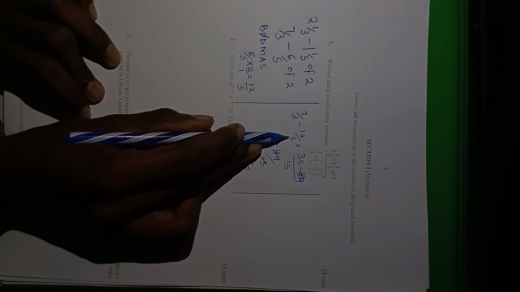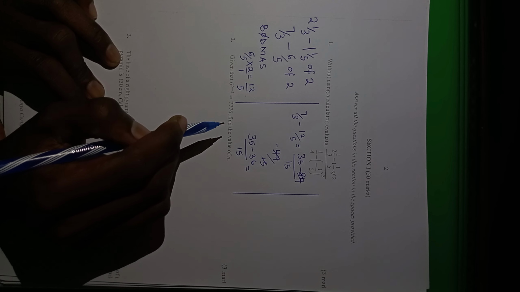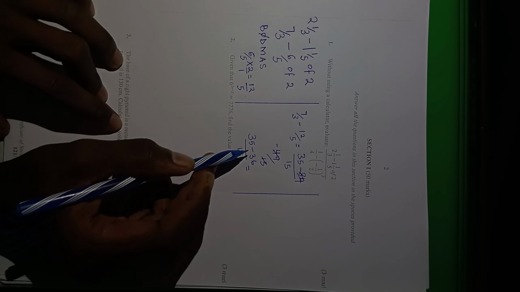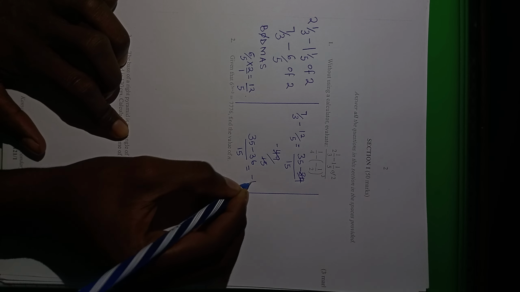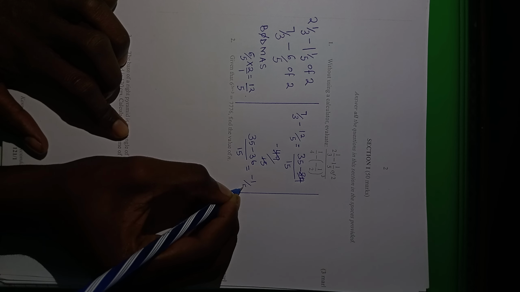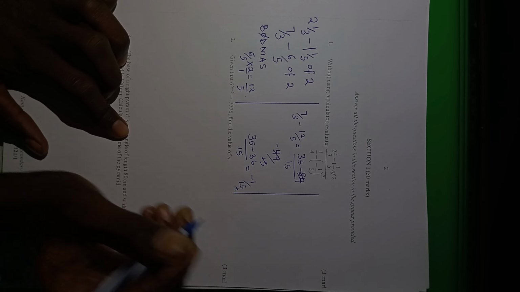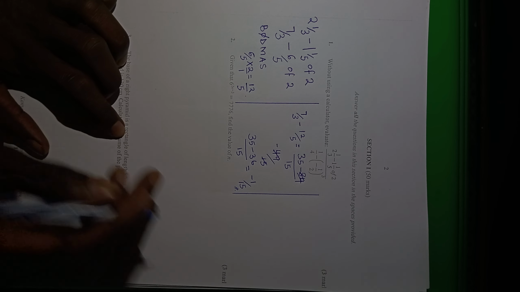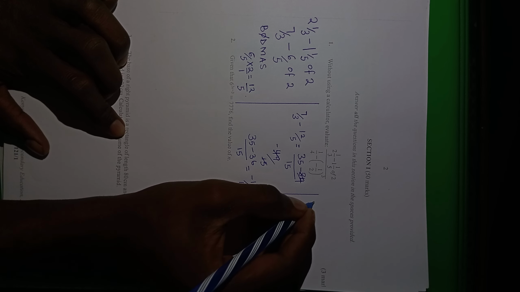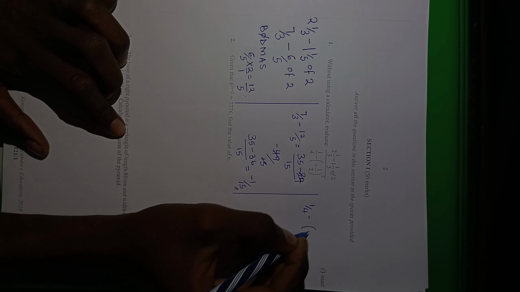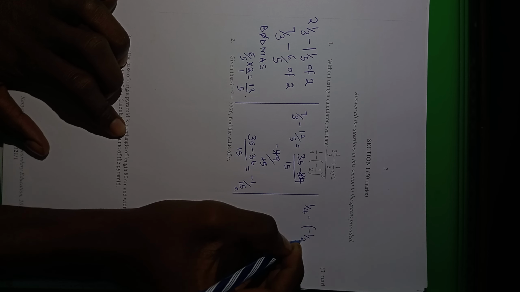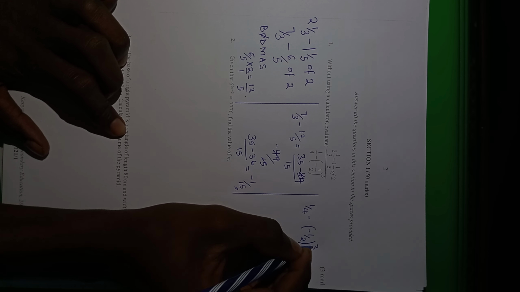Remember, 15 divided by 5 is 3, and 3 times 12 is 36. So 35 minus 36 will give us -1, and it will be -1 over 15. -1 over 15, that is the numerator part. For the denominator part, it is 1/4 minus -1 over 2 power 3.